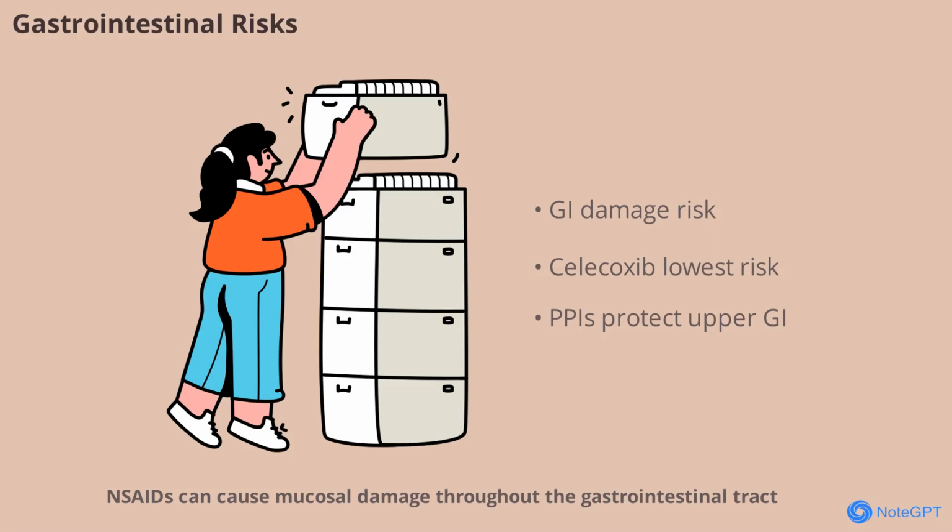NSAIDs can cause mucosal damage throughout the gastrointestinal tract, leading to dyspepsia, ulceration, bleeding, or perforation. COX-2 selective NSAIDs were developed to reduce these complications, but adverse effects can still occur. Celecoxib has the lowest gastrointestinal risk, followed by ibuprofen. Proton pump inhibitors can reduce upper GI complications but do not protect the lower GI tract. Patients with existing GI pathology require careful monitoring when starting NSAIDs.